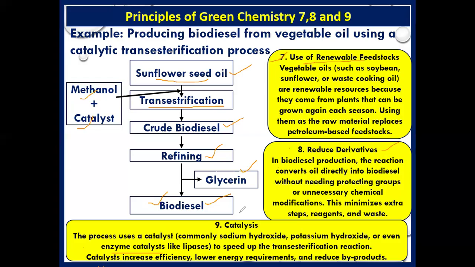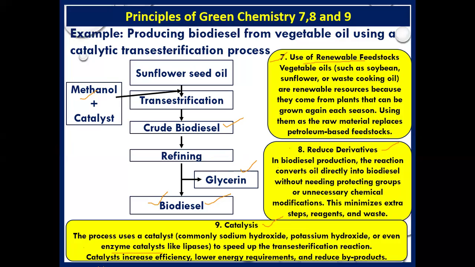In this flow diagram, we can easily see that no multiple steps are involved in this reaction, only the trans-esterification reaction. That is the basic reaction. So this is the one-step synthesis of biodiesel. So it is following the eighth principle, that is reduce derivatives. Ninth principle is the use of catalysis. By using the catalyst with the methanol, we can generate the biodiesel in one step. So this is the single example by which we can emphasize the seventh, eighth, and ninth principles of green chemistry.